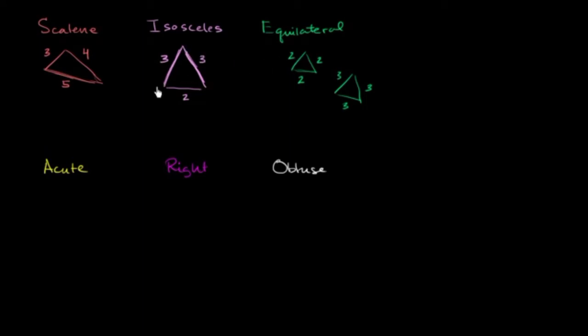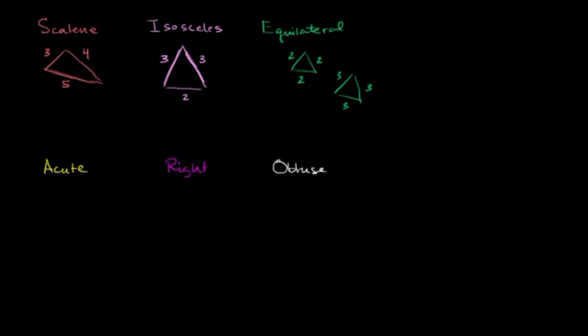So for example, this one right over here, this isosceles triangle, is clearly not equilateral. All three sides are not the same, only two are. But both of these equilateral triangles meet the constraint that at least two of the sides are equal. Now down here, we're going to classify based on angles. An acute triangle is a triangle where all of the angles are less than 90 degrees.